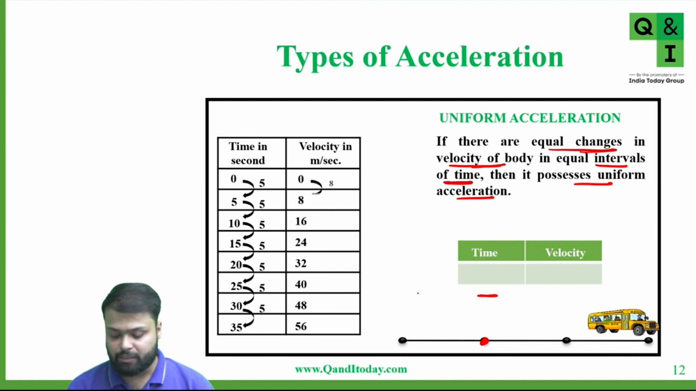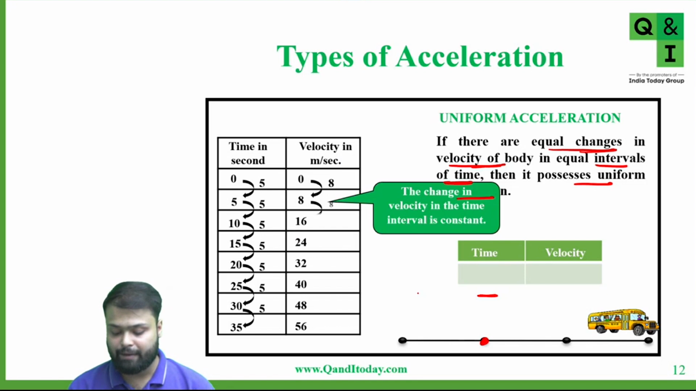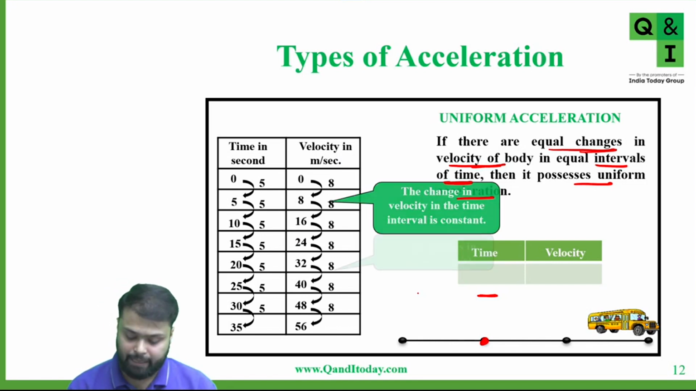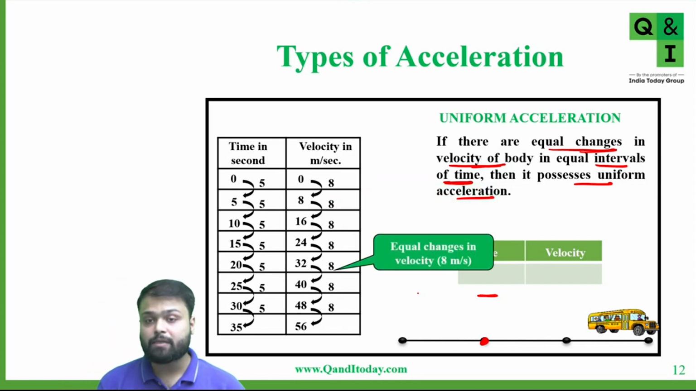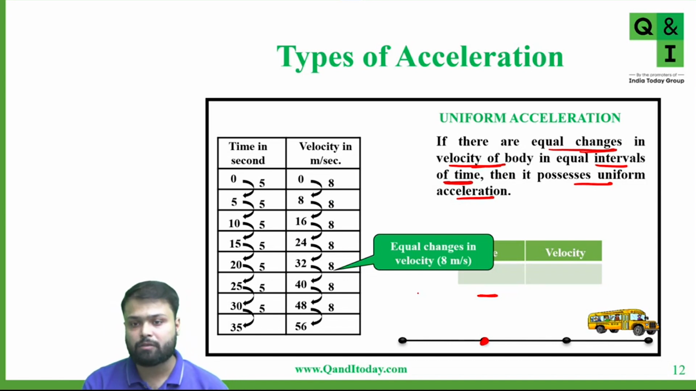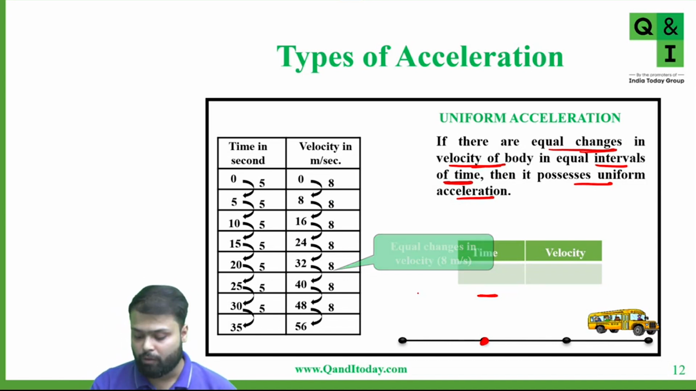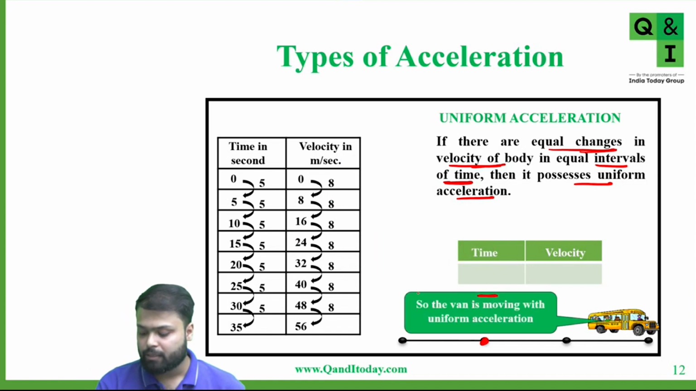Now, if we see the change in velocity after 5 seconds, every time it is 8 meter per second. So there are equal changes in velocity, that is 8 meter per second. And if there is equal change in velocity, we can say the body is in uniform acceleration. So we can say the van is moving with uniform acceleration.